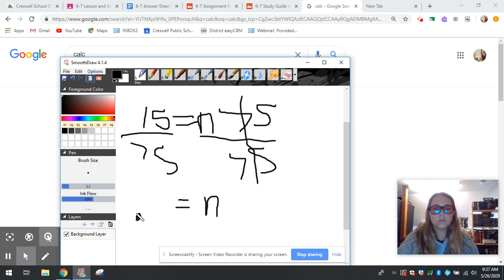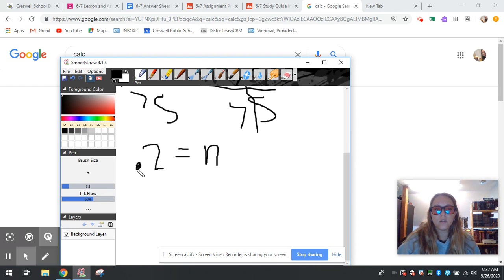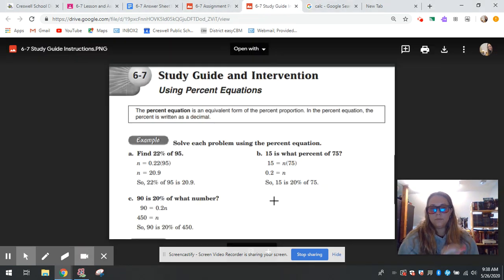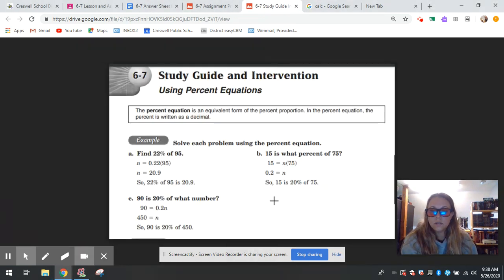So if I were to write 0.2 as a percent, I would just do the opposite of what I did to go from a percent to a decimal. This time I'm trying to go from a decimal to a percent. So essentially I'd move the decimal to the right twice, fill in this blank with a 0. So 0.2 is 20%. So our answer for that example, 15 is 20% of 75.